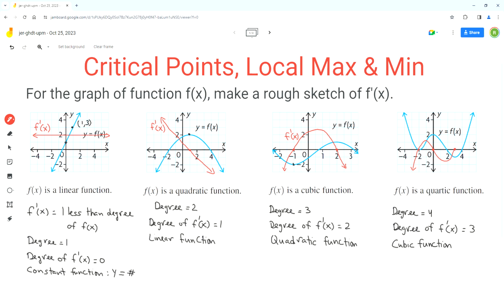Now to the right side of x equals 3, the graph is sloping upward, so the function is increasing. That means the f prime of x graph should be above the x-axis on the right side of x equals 3. So we can extend the graph like this. So this is the rough sketch of f prime of x.